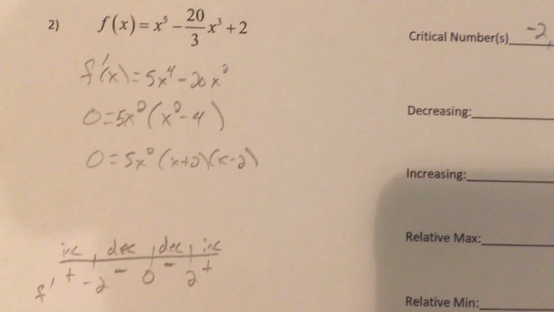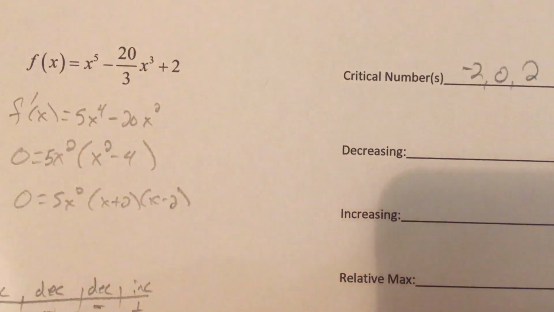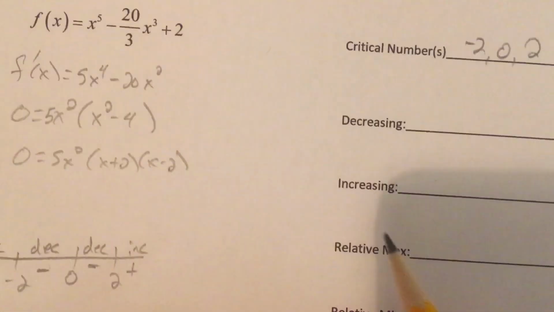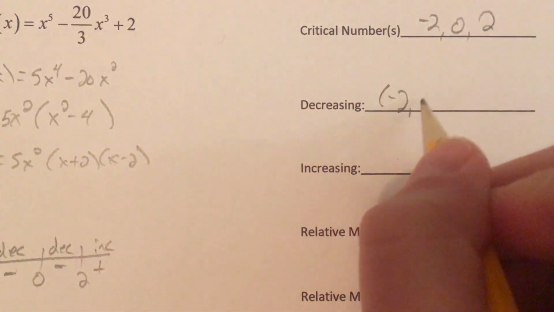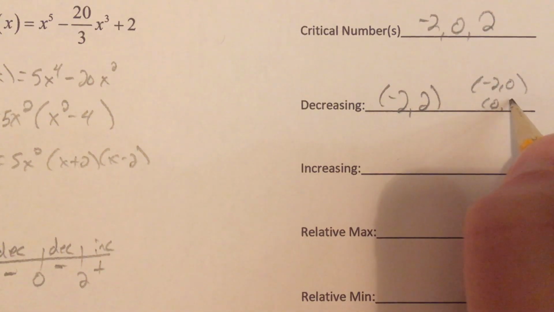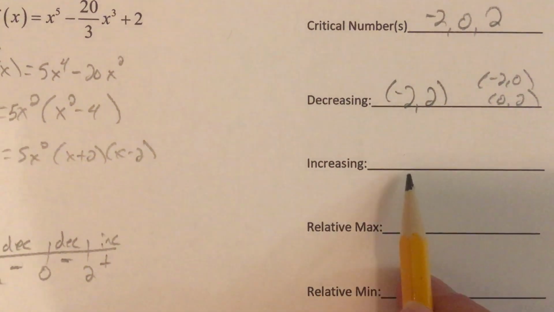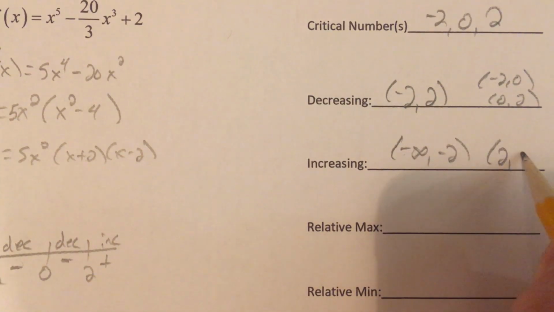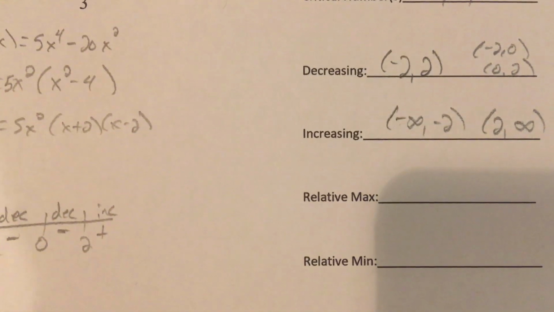Okay. So when are we decreasing? We're decreasing from -2 to 0, 0 to 2. You can put it as two separate things. There isn't a discontinuity there, so technically you can do it -2 to 2, or like I said, you can split it if you want to be safe. Either of those are fine. As far as increasing goes, -infinity to -2, 2 to infinity, that would be our increasing.